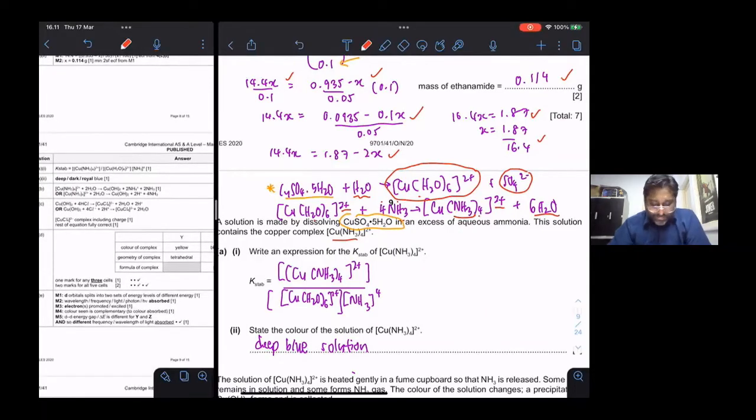So they want us to find out what is going to be the K step. The K step, okay, is going to be, we will ignore the water. Water is liquid. It's constant concentration. So we don't want that.